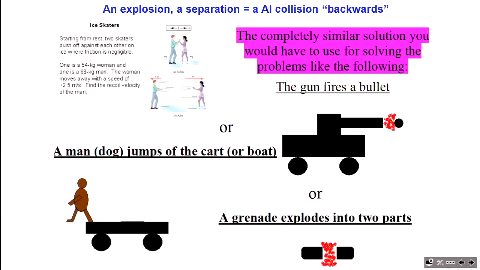And the nature of those parts doesn't matter. Could have been two persons pushing on each other, someone jumping off a cart, and the cart travels in the opposite direction, an actual explosion, a shot. So all these situations are physically identical. It's basically a collision backwards. So for all of these situations, the straightforward application of the law of conservation of linear momentum immediately gives the answer.